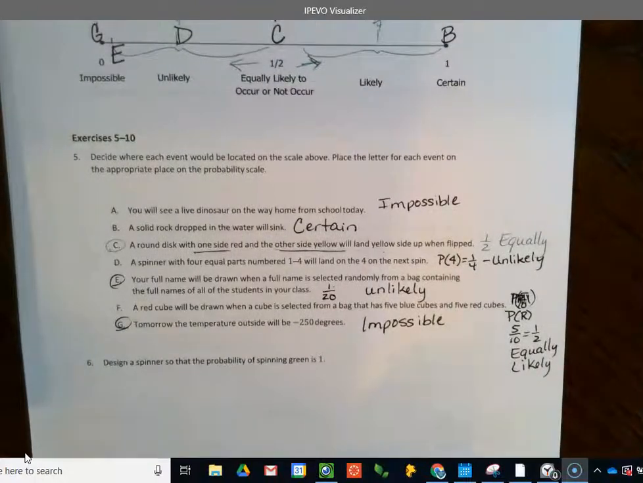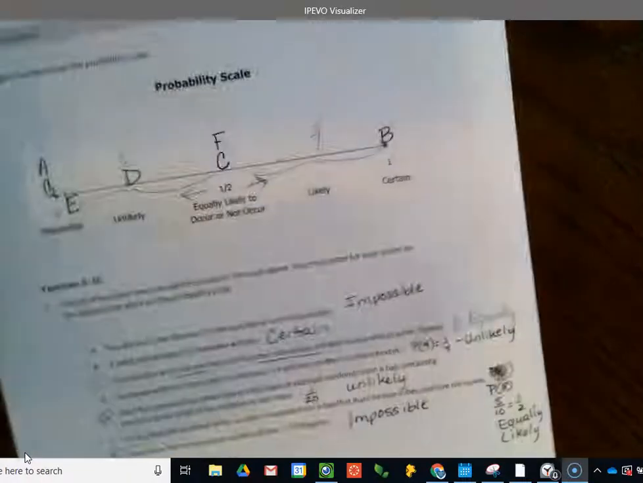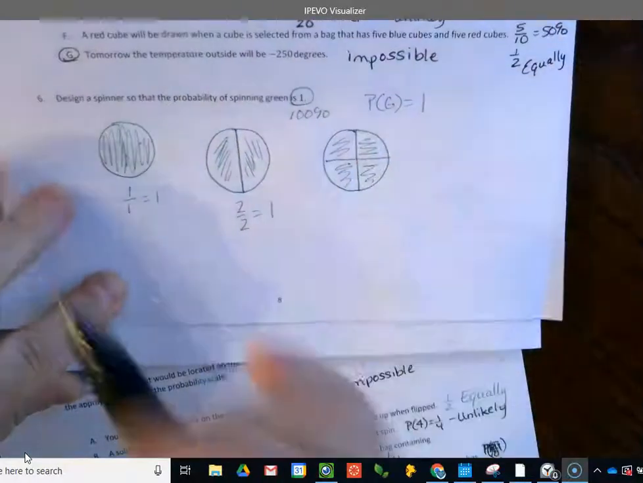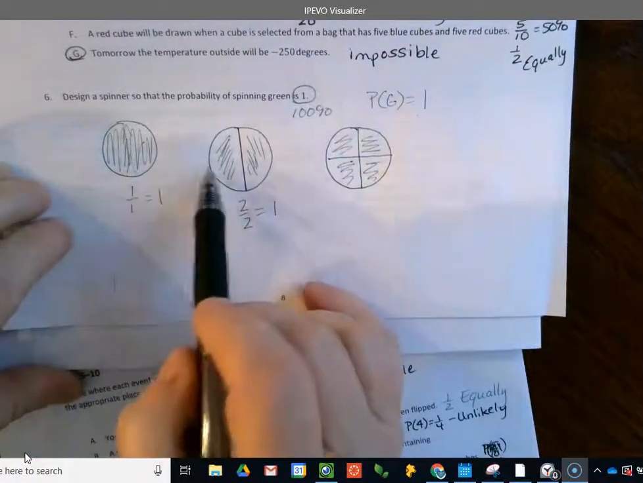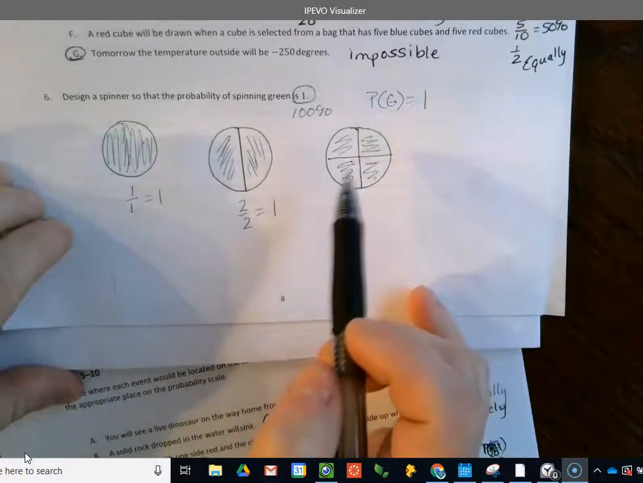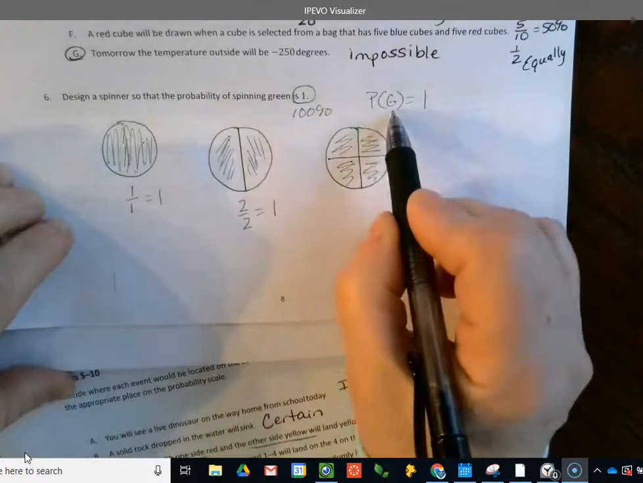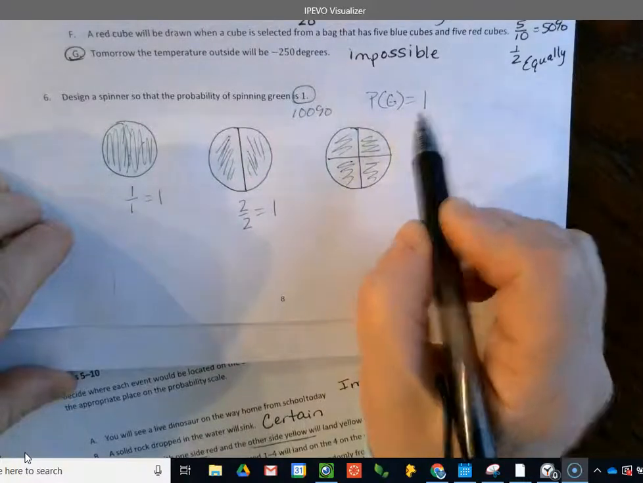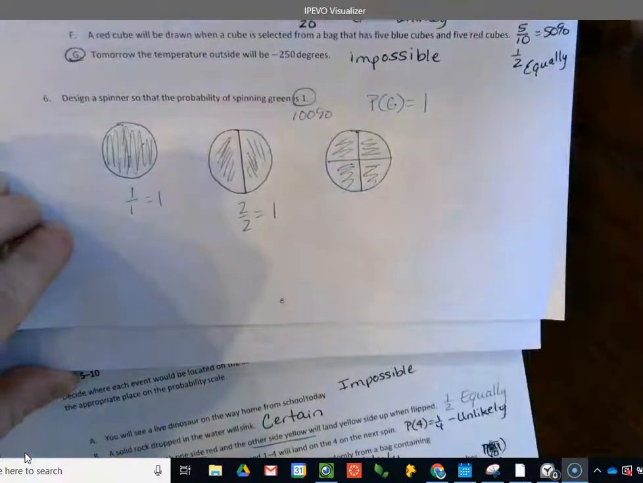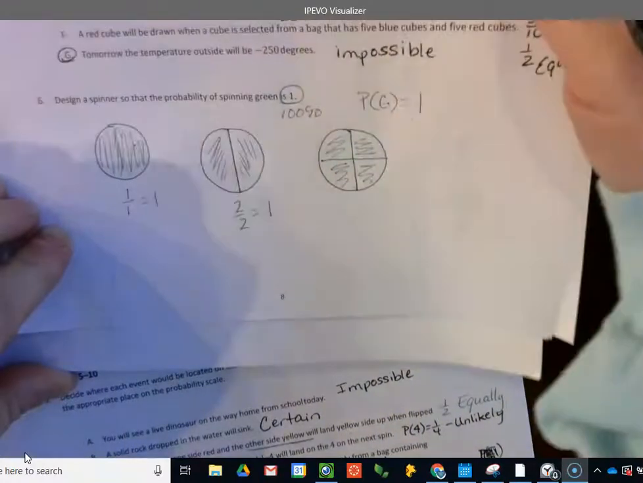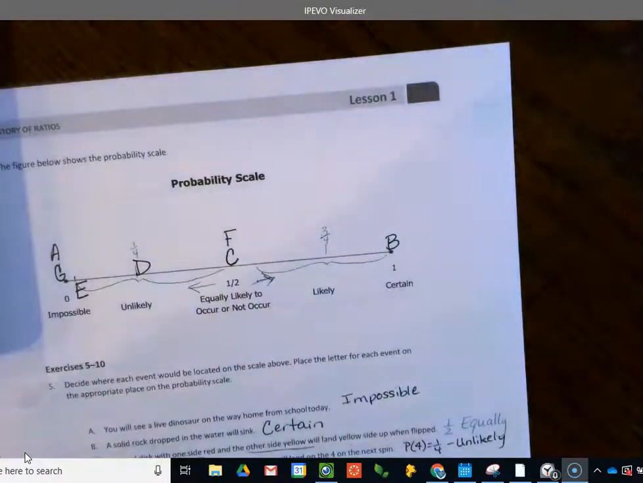So draw a spinner so that the probability of spinning green is 1. So I have given some examples here. And it doesn't matter as long as every segment that is in the spinner is green. So the probability of green is 1. So it's one whole, 100%. I'm also going to let you pause the video, and I want you to complete the next two on the next page, problem number 7 and 8 by yourself, and then come back and we will check those.